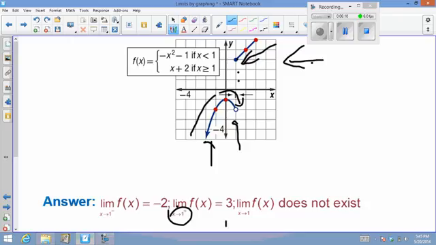Notice that the limit of f of x, the plain two-sided limit, does not exist, because the top one equals a limit of 3 and the bottom one equals a limit of negative 2. If they don't approach the same thing, that means the limit does not exist.